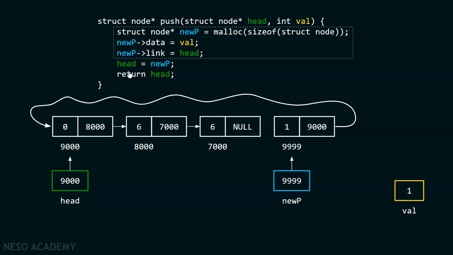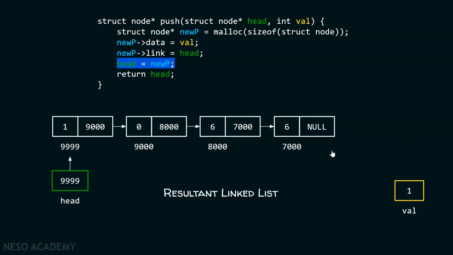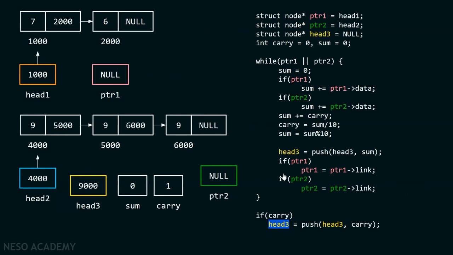Okay. After this step, obviously the head pointer must be updated so that it can point to this node. And this is the resultant linked list so obtained, that is 1066. This is our result. Obviously, the addition of 999 and 67 is 1066, right? Then after this, we'll return head back. Here this head3 pointer will receive that address. This means that this particular pointer will also receive this address 9999. This means that we have access to the complete linked list.